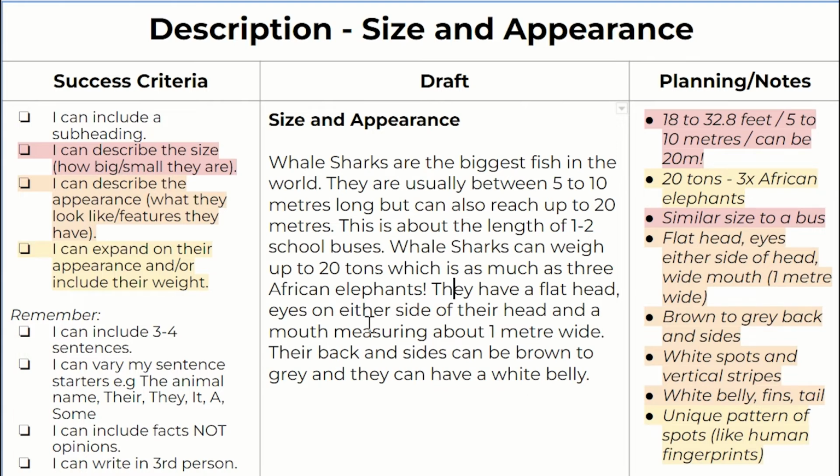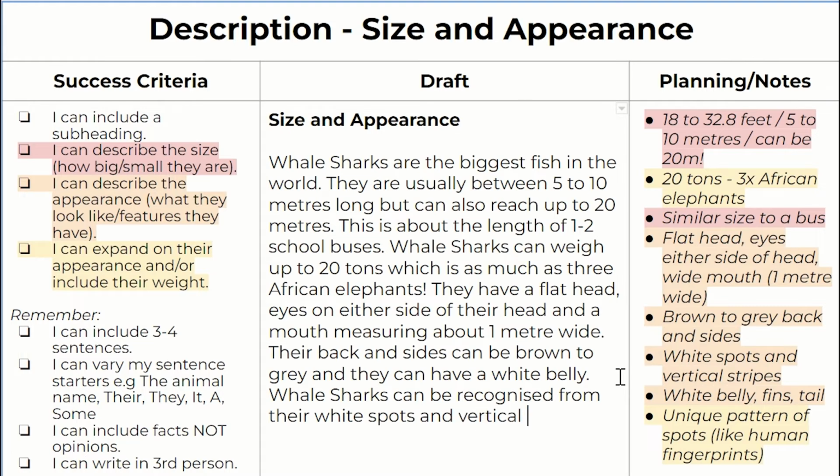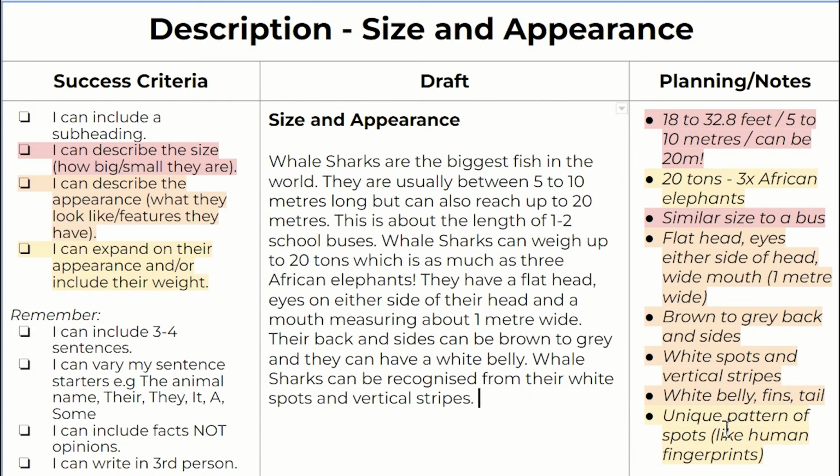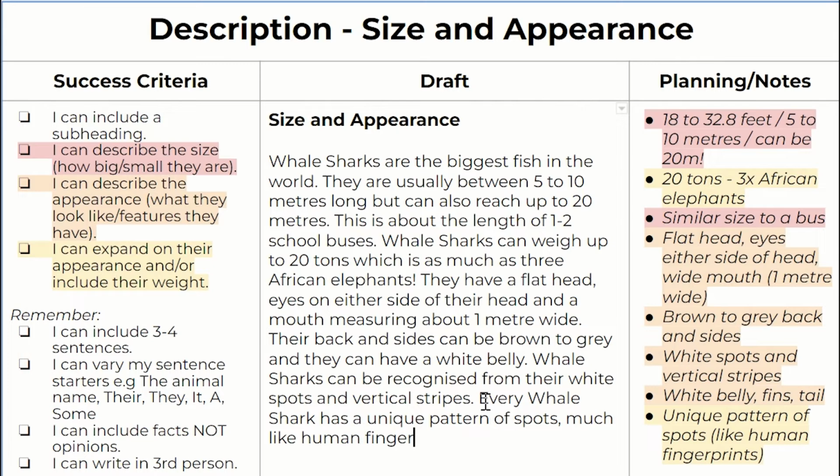So I've got whale sharks, they, their. Start with whale sharks again. Whale sharks can be recognized from their white spots and vertical stripes. I can add maybe one more sentence in because I want to expand even further. For whale sharks, they have a unique pattern of spots. I want to add that interesting fact in because it is a part of their size and appearance. Every whale shark has a unique pattern of spots, much like human fingerprints.